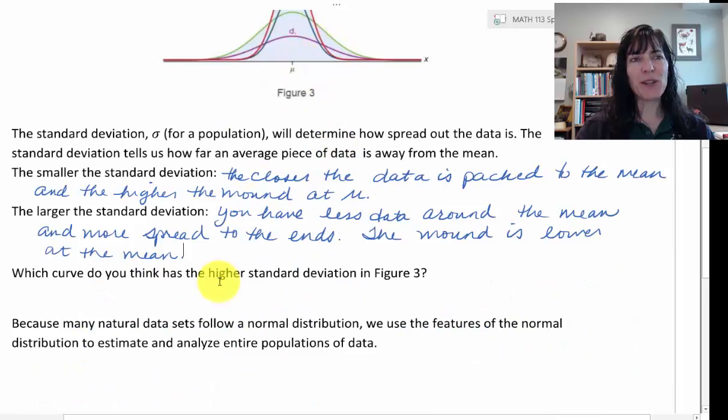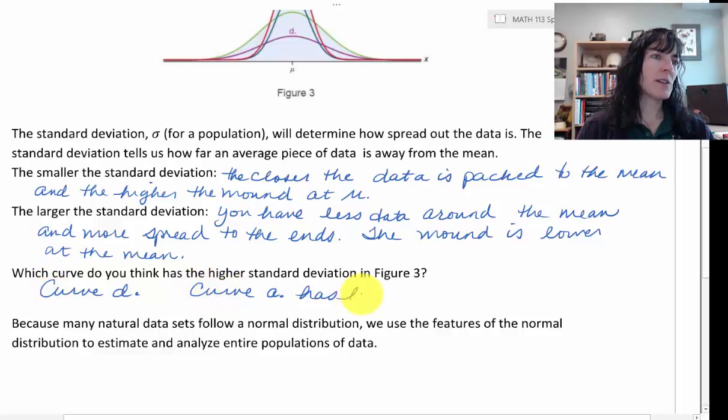So looking at these figures, I already told you which has the higher standard deviation. Curve D is going to have the higher standard deviation, and curve A has the lowest.